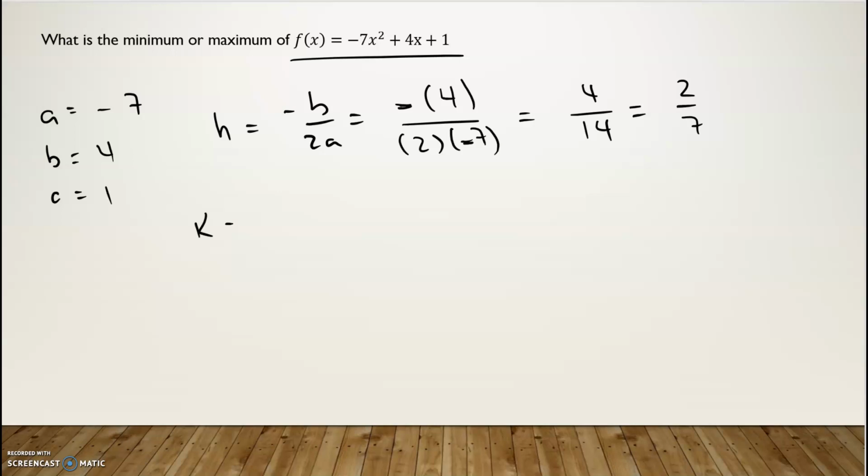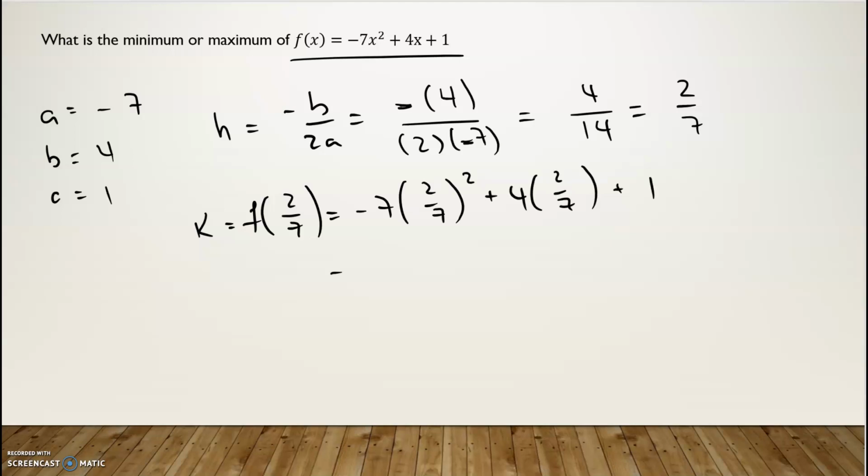Okay, then to find k, I just need to plug in that 2 over 7 back into the function they gave me. Okay, so this is going to be -7. 2 times 2 is 4. 7 times 7 is 49. Plus, can't cancel anything out, so 4 times 2 is 8 over 7 plus 1.